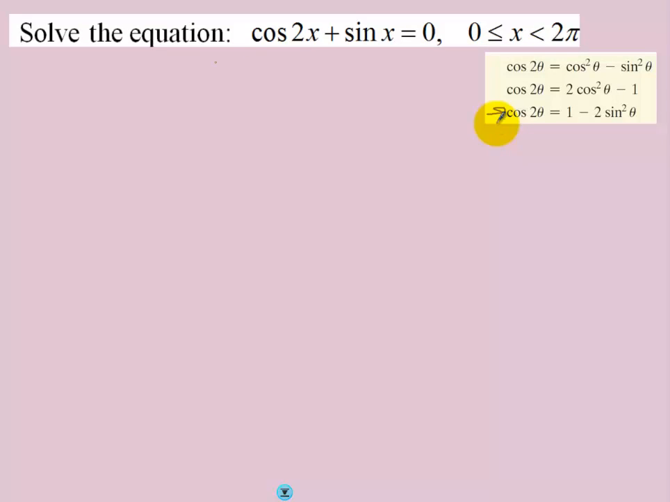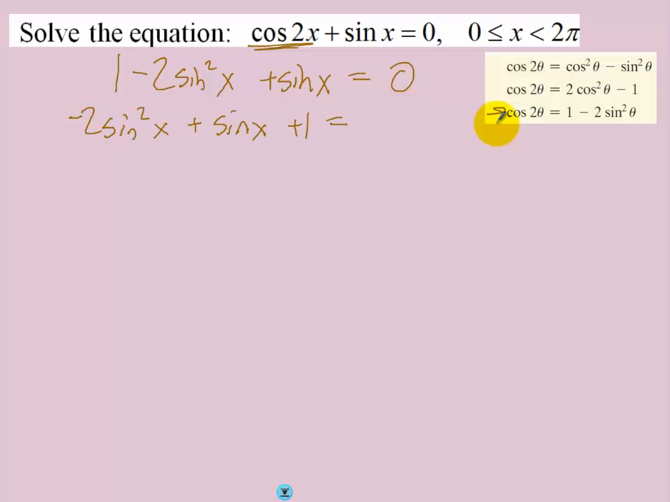Last problem of the day. So I can rewrite this: cosine of 2x is 1 minus 2 times sine squared of x, plus sine of x equals 0. Now, when I have a squared term and then just a sine of x term, I'm thinking quadratics here. So I'm going to rearrange this as negative 2 sine squared of x plus sine of x plus 1 equals 0.